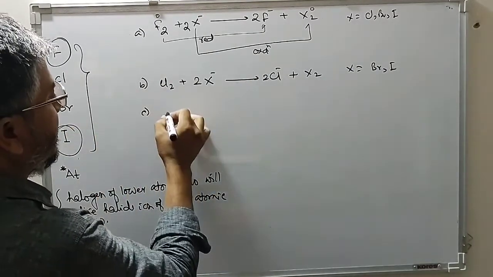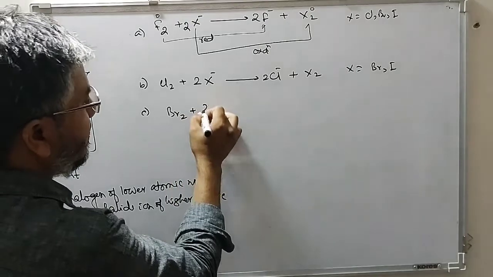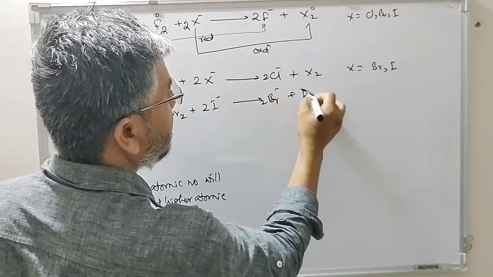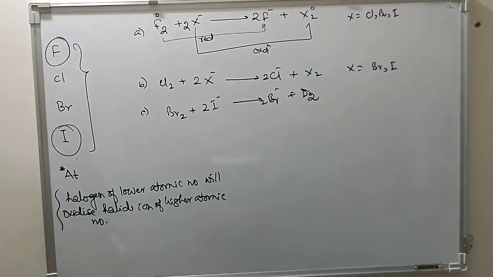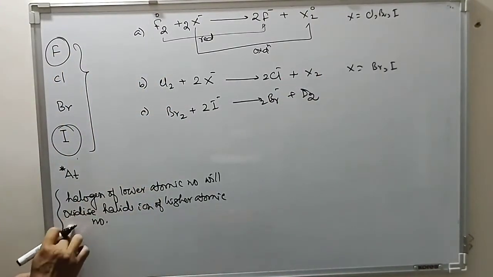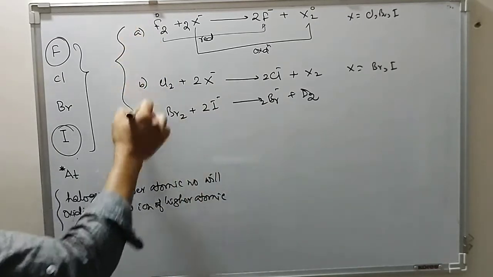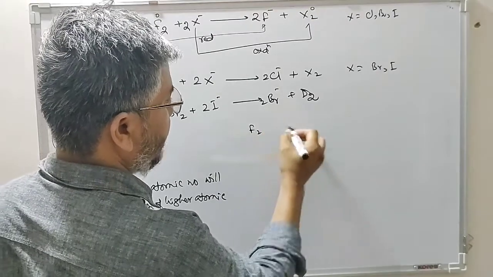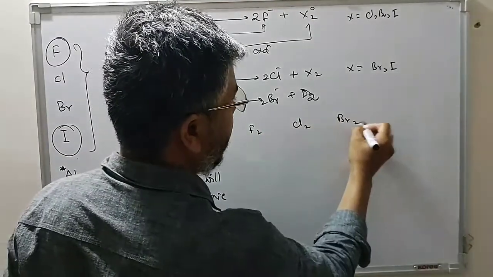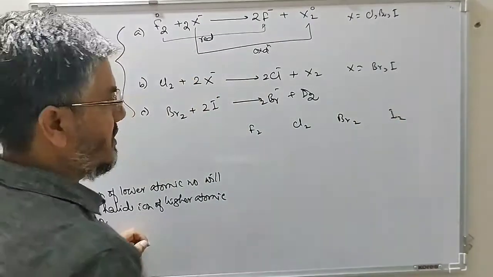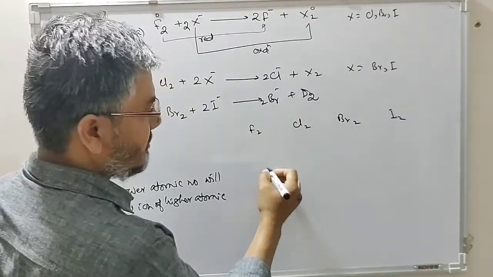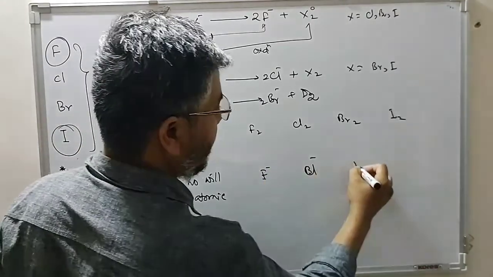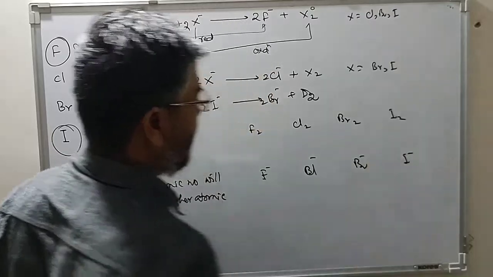Similarly, look at this. Bromine will oxidize I minus to give you bromide ion and iodine. So this is halogen of lower atomic number oxidizing halide ion of higher order. So look at these halogens: F2, Cl2, Br2, I2. When these act as oxidizing agents, they are converted into F minus, Cl minus, Br minus, I minus.